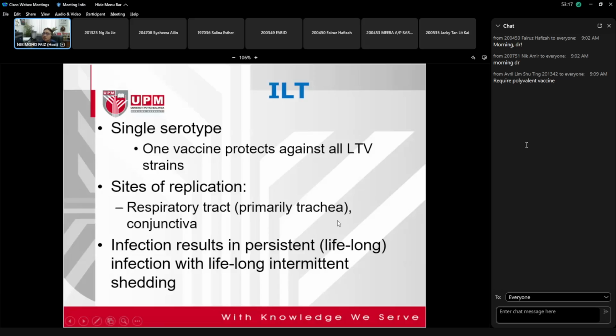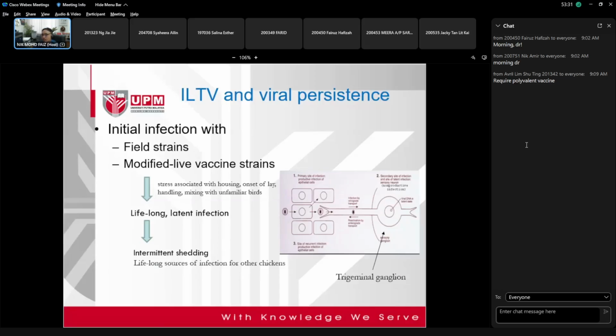Okay. So this is the characteristic of herpesvirus. Okay. Herpesviruses, they can become dormant. Initial infection with field strain or modified live vaccine strain, and then they become a lifelong latent infection. They become latent and they can become reactivated again. Okay, intermittent shedding, lifelong source of infection for other chickens. So usually for ILT, they become latent in the trigeminal ganglion, in the nerve.